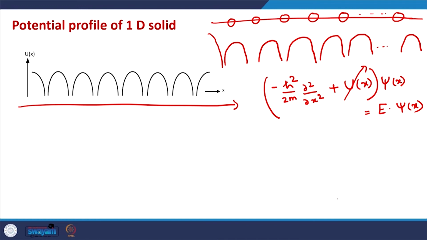So, if we need to understand the behavior of electrons in a 1D solid, in place of this U(x), we need to put this potential profile in the Schrodinger equation, and we need to solve it, and finally the wave function that we will obtain will be the wave function of the electrons in this 1D solid. So, that will basically capture all the information about the electrons in this solid.